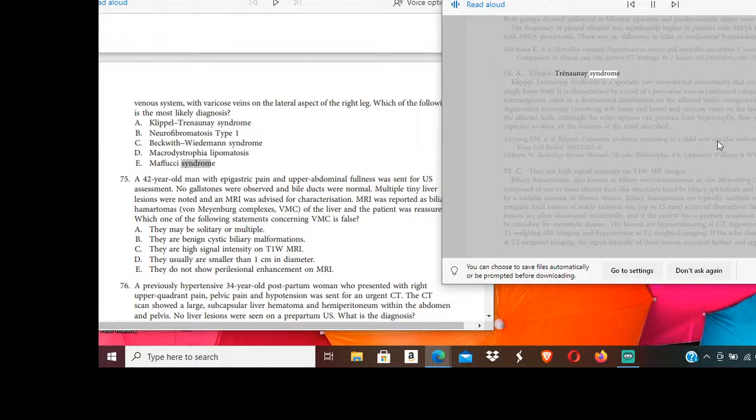74. A. Klippel-Trenaunay syndrome. Klippel-Trenaunay syndrome is a sporadic rare mesodermal abnormality that usually affects a single lower limb. It is characterized by a triad of a port-wine nevus, unilateral cutaneous capillary hemangioma, often in a dermatomal distribution on the affected limb, overgrowth of distal digit or entire extremity involving soft tissue and bone, and varicose veins on the lateral aspect of the affected limb.